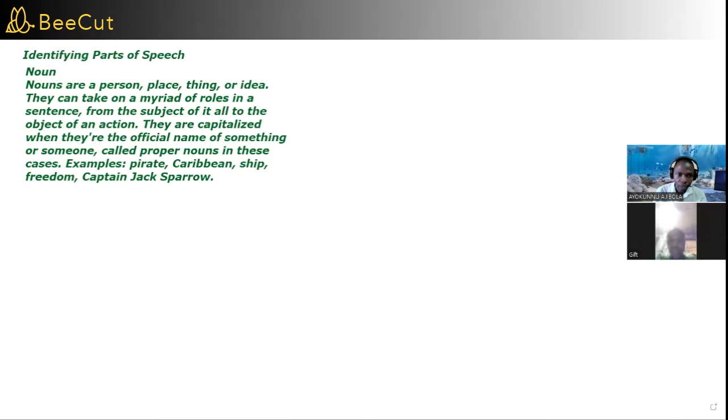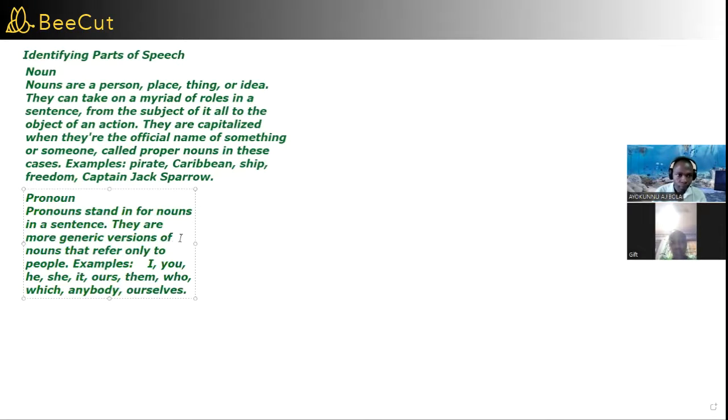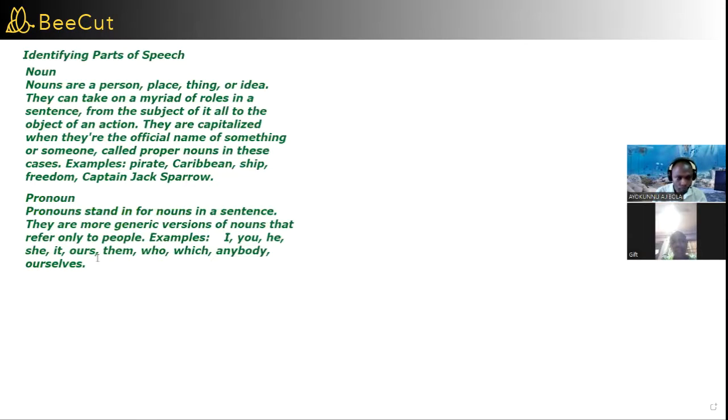And the next thing we looked at was a pronoun. So talking about pronoun, how to identify pronoun. A pronoun is used to replace a noun. Pronouns stand in for nouns in a sentence. They are more generic versions of nouns that refer to people. Examples: I, you, he, she, it, her, them, who, which, anybody, ourselves. These are pronouns. These are what? Pronouns. Very good. These are pronouns.